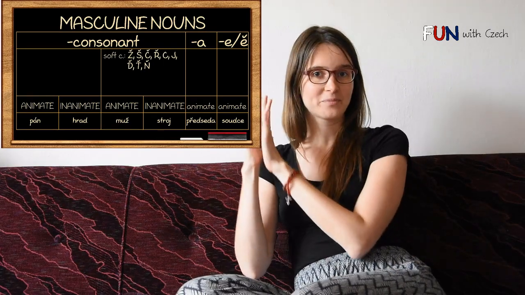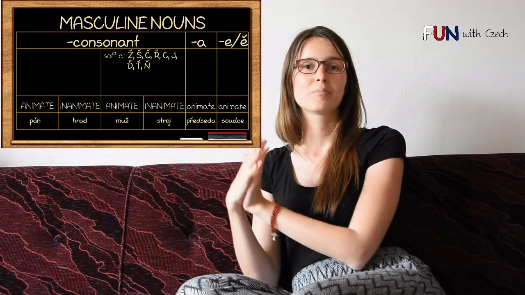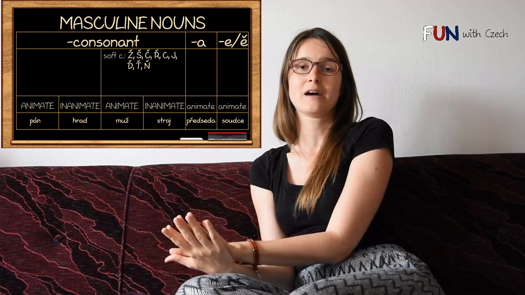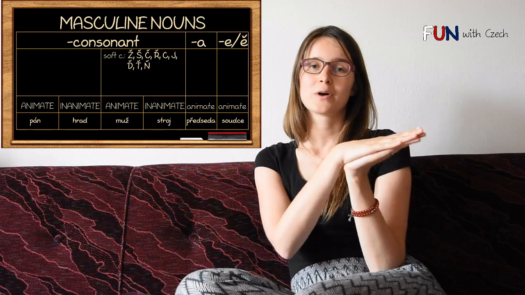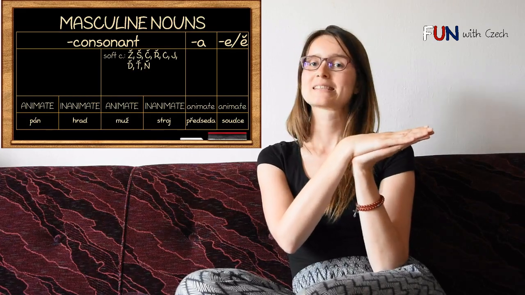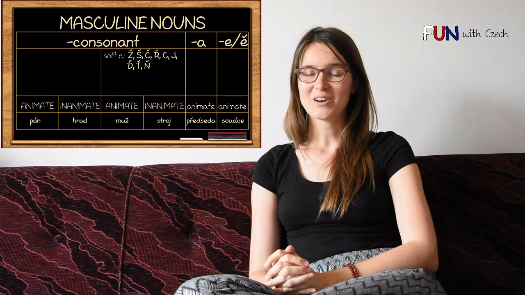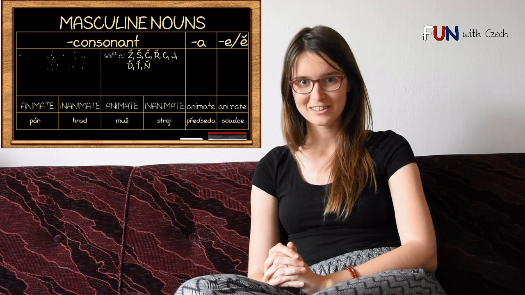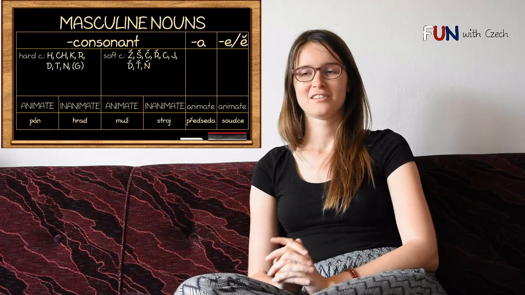The masculine nouns ending with those consonants will belong to one group of the masculine nouns. And the other group usually ends with hard consonants. The hard consonants in the Czech language are h, ch, k, r, g, d, t, n.